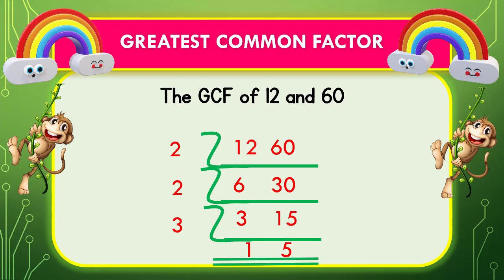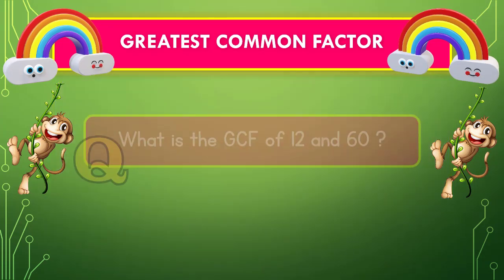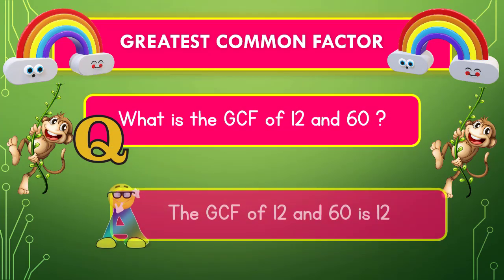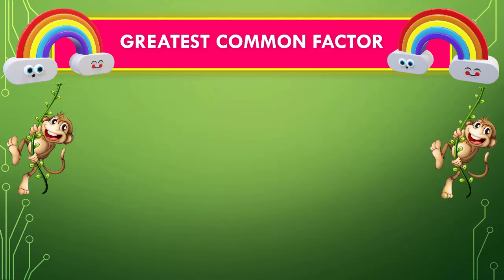So what is the greatest common factor of 12 and 60? It's 2 times 2 times 3, or 12. The greatest common factor of 12 and 60 is 12. Very good.